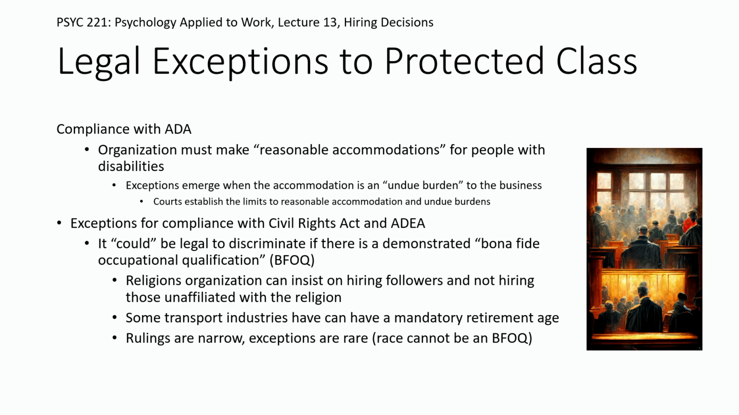And these rulings, when the courts come through to rule on them, tend to be very narrow, and exceptions are made only in rare circumstances. And thus far, and I can't imagine it would ever change, race is not an acceptable bona fide occupational qualification. But in the two examples for religion and age, there are some narrow exceptions.